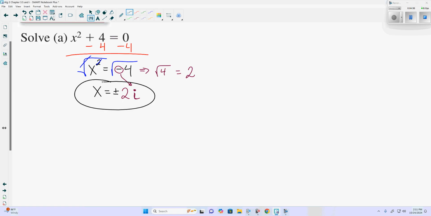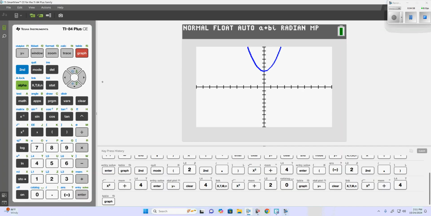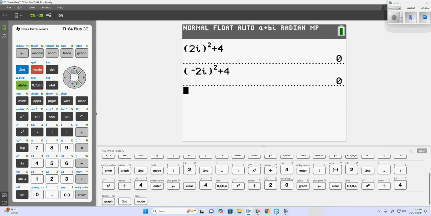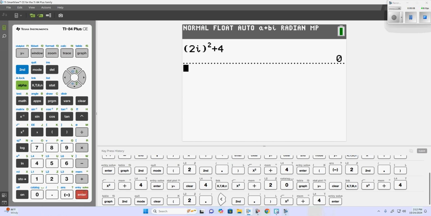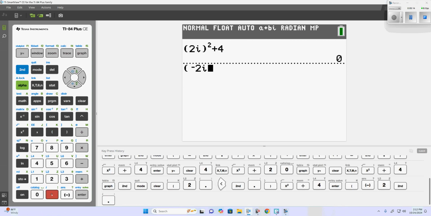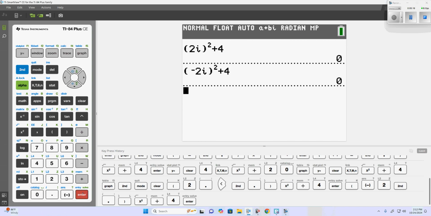Okay. Now the graphing calculator will let us check this here. We can say 2i squared plus 4, which is 0, just like we wanted. I can do the same thing with negative 2i squared plus 4, and it still gives me 0, because that's what we wanted.